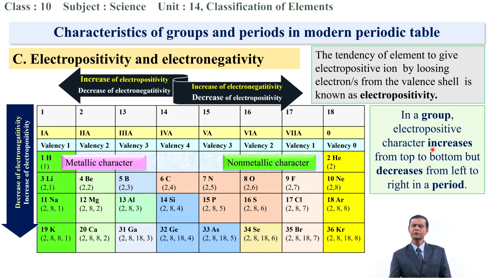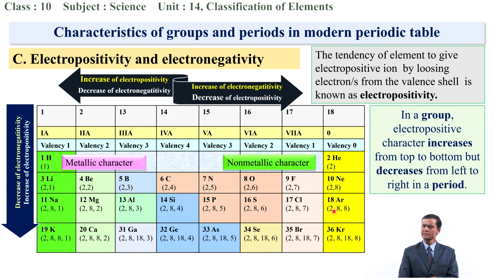In a group, what happens to electropositive character? It increases from top to bottom, because atomic size increases. So atomic size and electropositivity are correlated, they are complementary, isn't it? And from left to right in a period, what happens? Left to right, it is metallic to non-metallic, so electropositive character decreases and electronegative character increases.